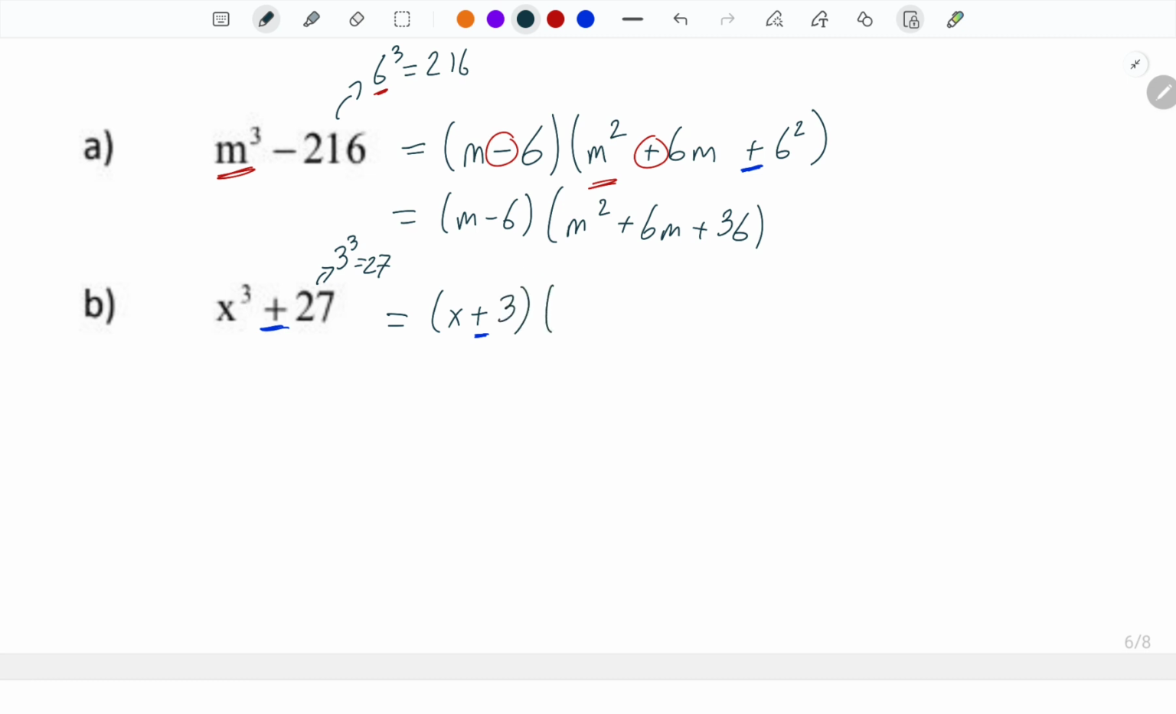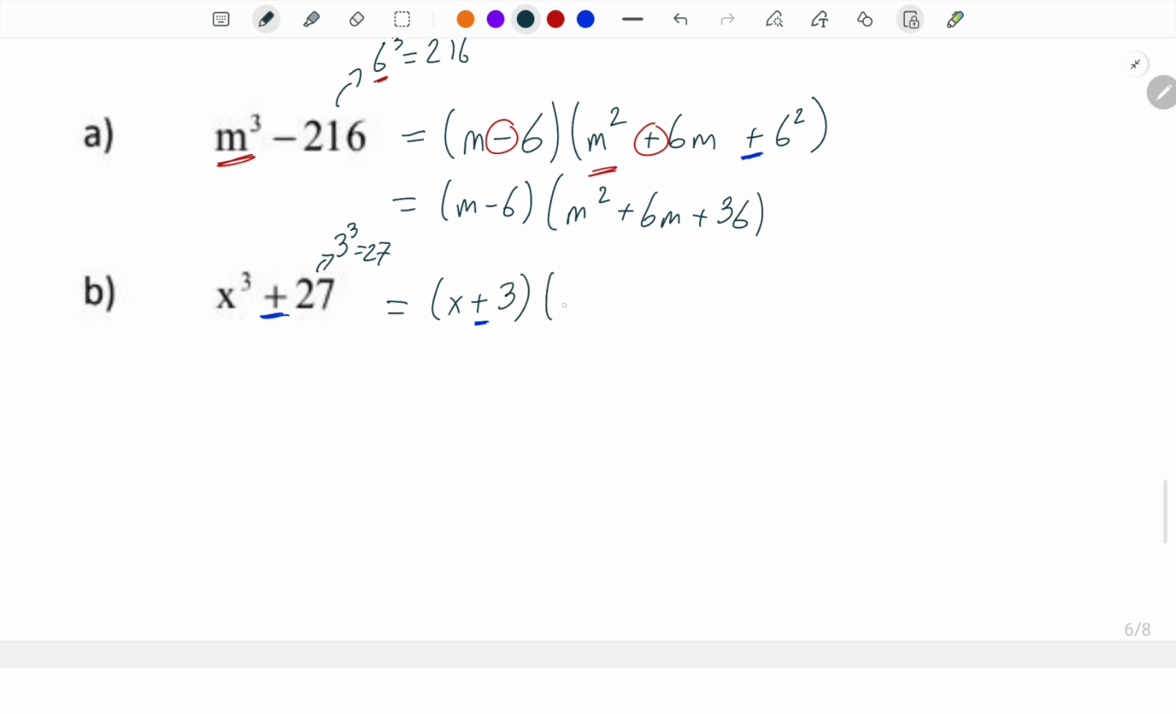And then, again, the squares of both numbers will be at the ends of the second set of brackets. So x squared, and what's 3 squared? Well, that's going to be 9. And then in the middle, it's the opposite sign, so it's going to be minus, and then just the two cube roots multiplied together. So it's going to be x, and it was a 3. That was the cube root of 27, so it's just going to be 3x. And there we have it.